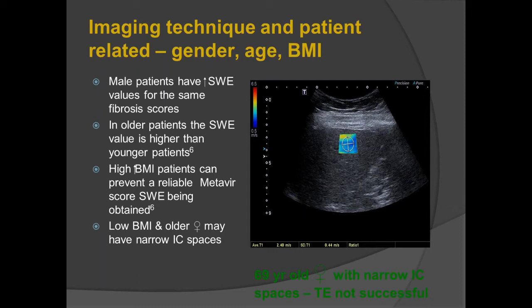There are other issues. For example, males have been found to have higher shear wave values for the same fibrosis scores. Older patients tend to have rigid intercostal spaces. Higher BMI patients can also be a problem, and that's usually because the penetration of getting through these larger patients is an issue. And again, as I said earlier, we get quite a few patients with narrow intercostal spaces where a FibroScan can't be performed, but we're able to direct it.